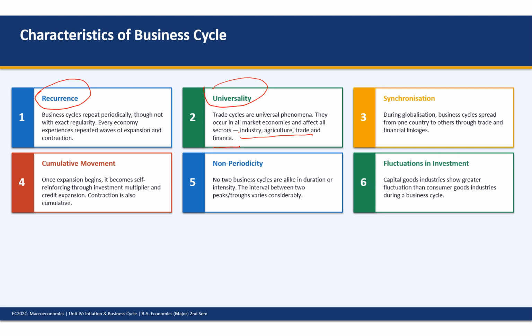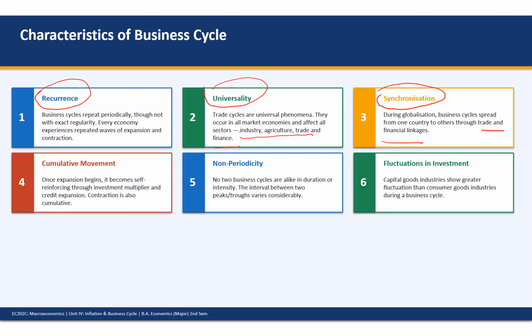The third characteristic or feature of business cycle is synchronization. In a globalized economy, business cycles spread from one country to another through trade and financial linkages.